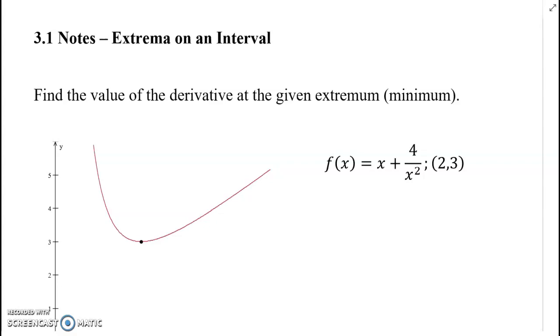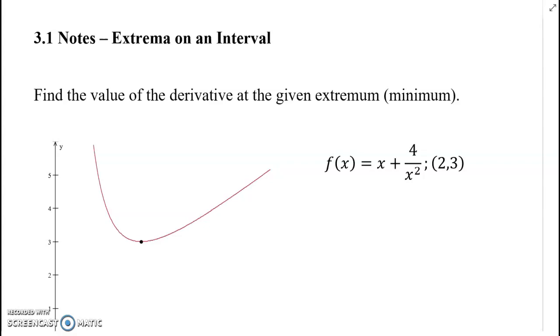We've gotten pretty far into this concept of the derivative. Now we're going to start looking a little bit more at the idea of the extrema, in other words, the maximums and minimums of a graph, and how they relate to the derivative of the function. So we're going to start with this function, f of x equals x plus 4 over x squared.